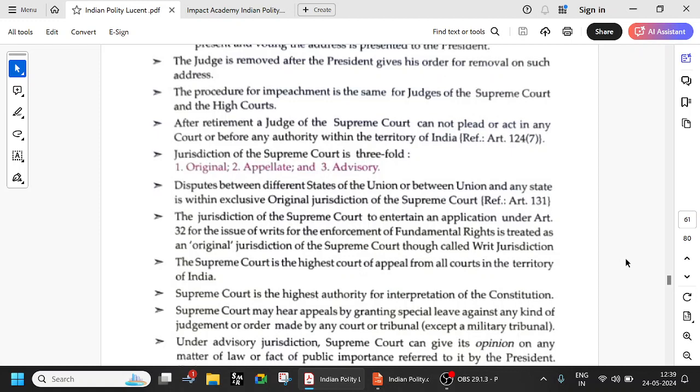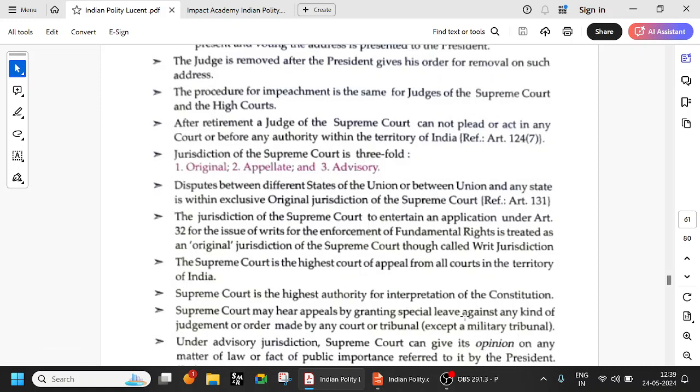Even the High Court has writ jurisdiction, but the writ jurisdiction of the Supreme Court is also a frequently asked question. The writ jurisdiction of the High Court is actually wider. We'll look into that. The Supreme Court is the highest court of appeal from all courts in the territory of India. It is the highest court of appeal.